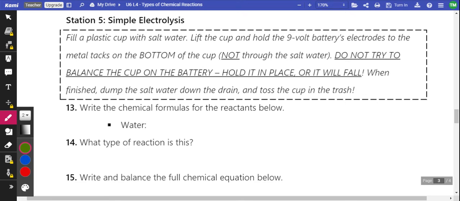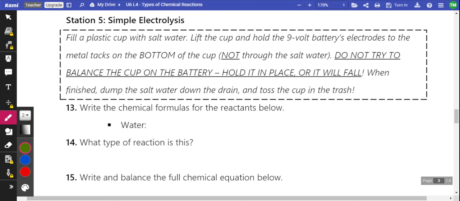Apparently, our only reactant is water. Now, I mentioned there's salt in the water and there's a battery involved, but those are just to get the reaction going, like how we might use a lighter to start a combustion reaction. Our battery is just there to give it a little bit of a kick start. And the salt water is just there to help conduct the electricity through the water. So the only thing that's actually changing in this reaction is water.